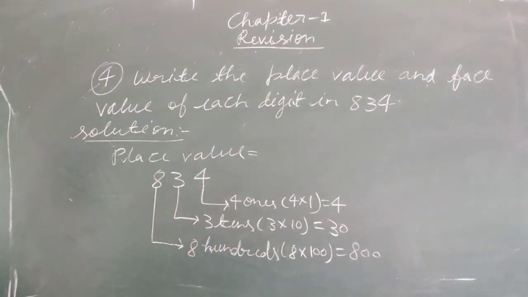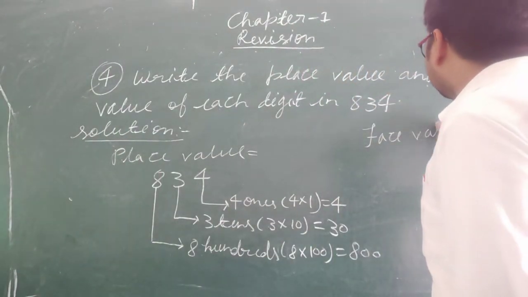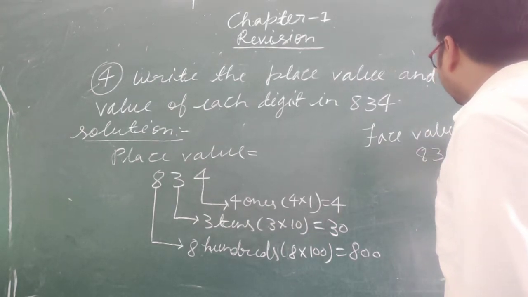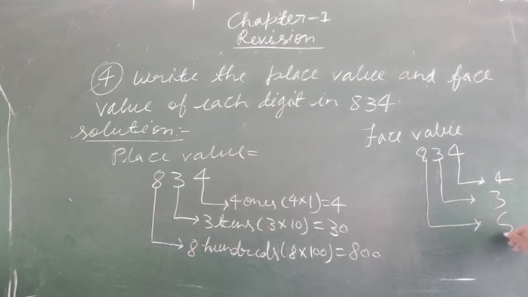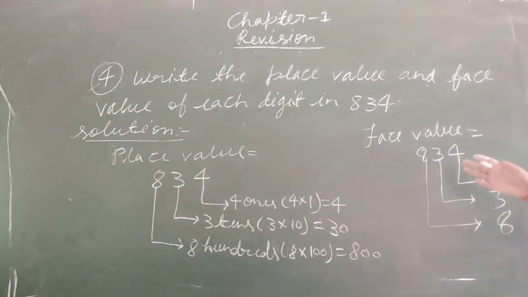Okay. Now one more thing, you have to find face value. So face value will be the same number. If you have to find the face value of 4, it will be 4, and face value of 3 will be 3, face value of 8 will be 8. Okay, so here I have found the place value of each digit, and here the face value of each digit.